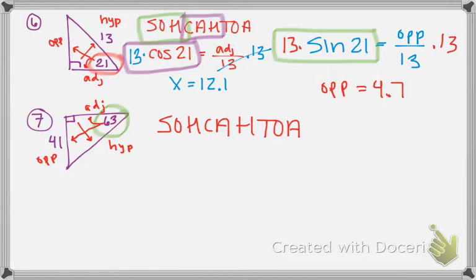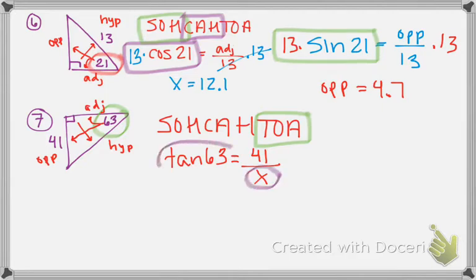So the trig ratio that has opposite and adjacent is tangent. So we have tangent of 63, and opposite is 41, and adjacent, I'll call it x, is in the denominator. Whenever the denominator has the variable, the denominator and the whole trig function will switch places. So this becomes x equals 41 over tangent of 63. That goes in your calculator, and you should get 20.9.